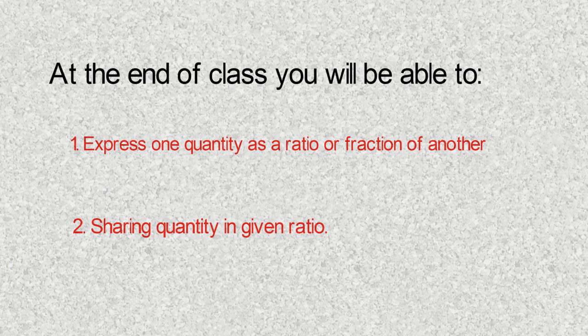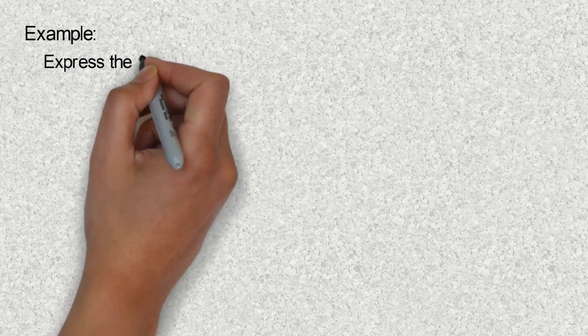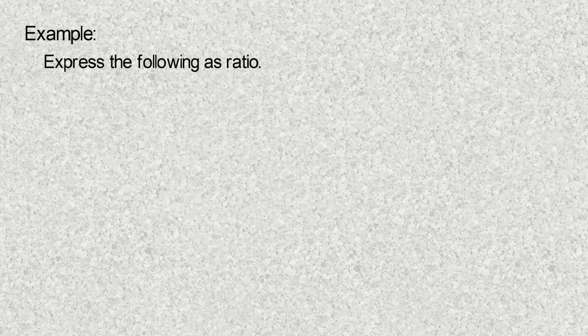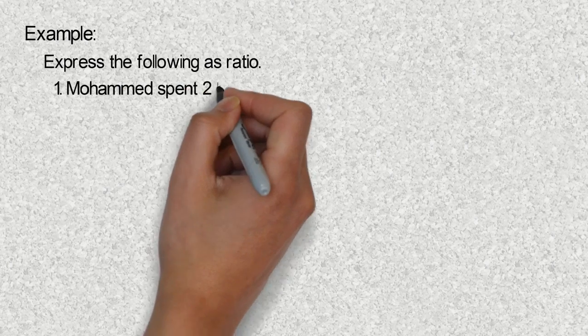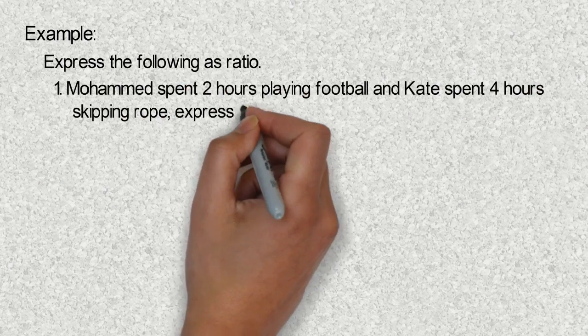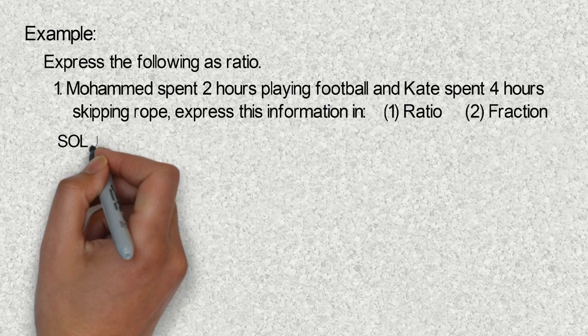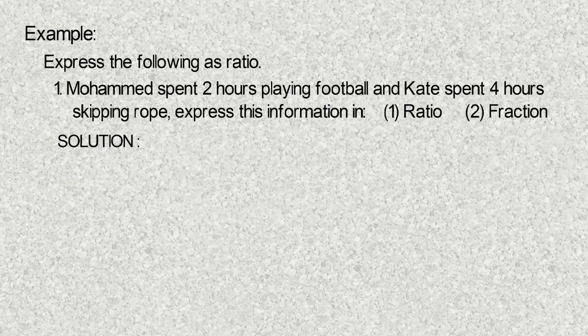In our first video on ratio and fraction, we defined what a ratio is. A ratio is a form of comparison that we use in dividing. So, let's look at this example. Express the following as a ratio. Mohammed spent 2 hours playing football and Kate spent 4 hours skipping rope. Express this information as 1. Ratio and 2. Fractions. Solution.